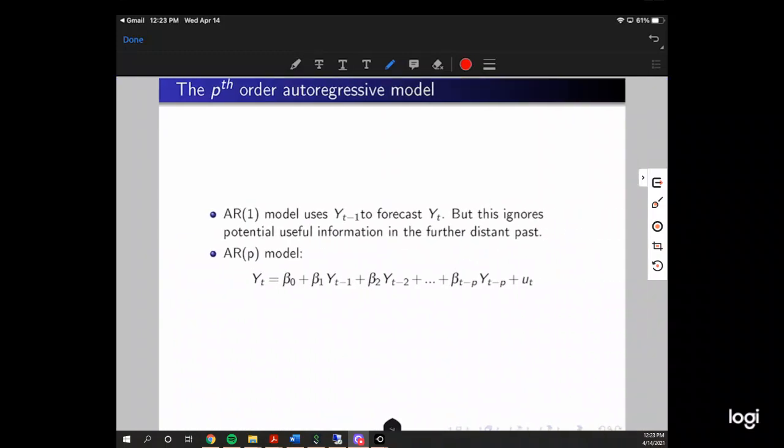The pth order autoregressive model. Can we do better than just adding a single lag? Yeah, of course we can. The AR1 model uses y_{t-1} to forecast y_t, but this ignores potentially useful information in the more distant past. So we define AR(p), the pth order autoregressive model. We can add y_{t-1}, y_{t-2}, all the way up to y_{t-p}, where p is any value greater than 1.